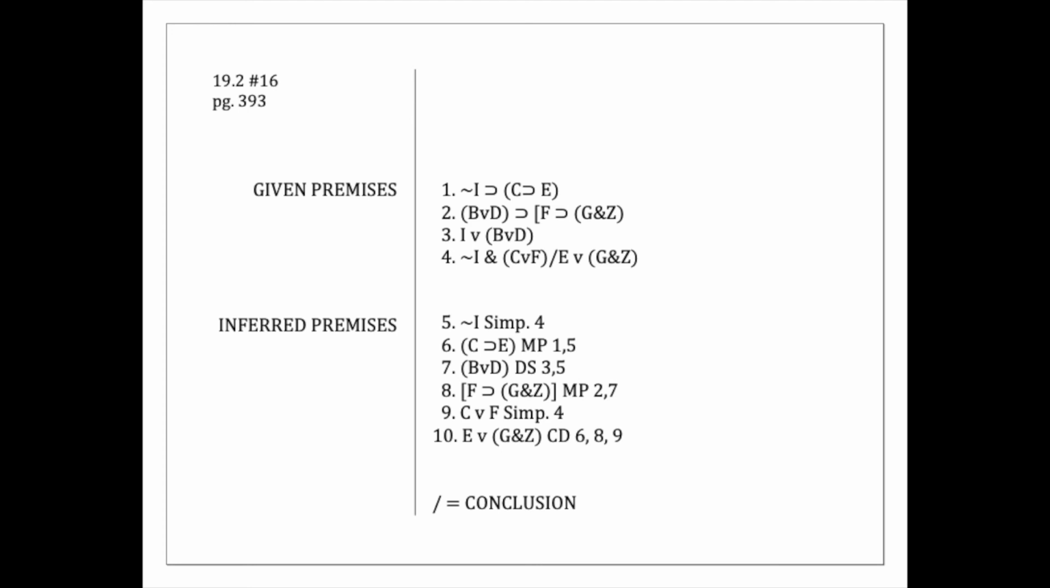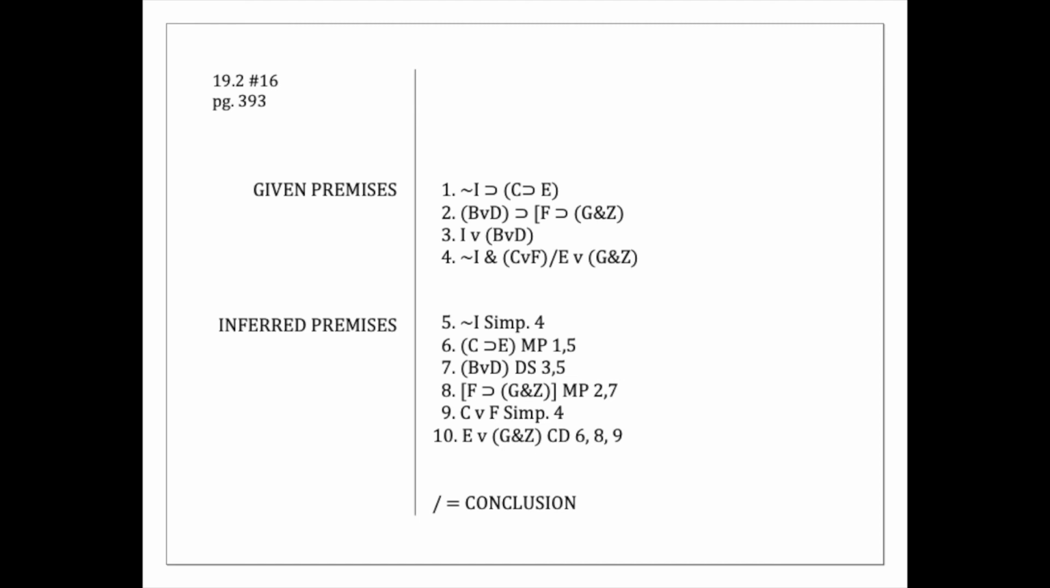The first thing you can infer is the not I by itself based on the simplification rule. Premise 4 is a conjunction, which means you can infer those conjuncts by themselves based on the simplification rule. What next? Once you have that not I by itself, then you can infer the conditional, if C then E, based on the modus ponens. You'll notice the conditional in premise 1, if C then E is the consequent, and not I is the antecedent. So having that not I by itself allows you to perform the modus ponens.